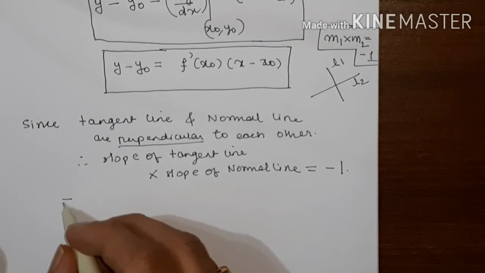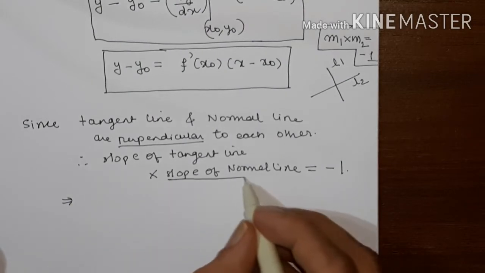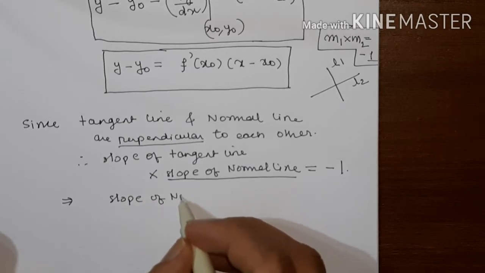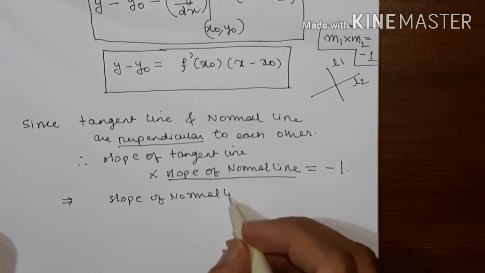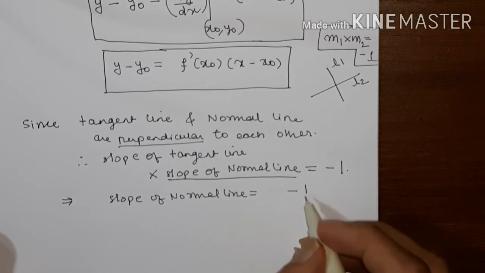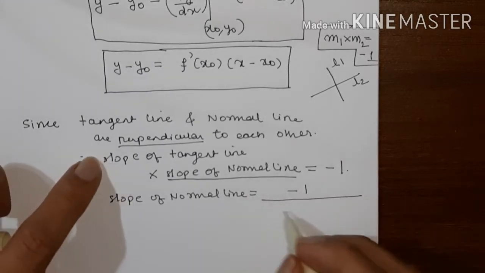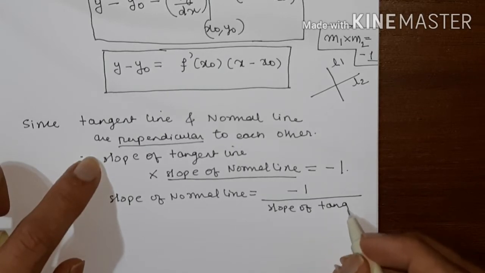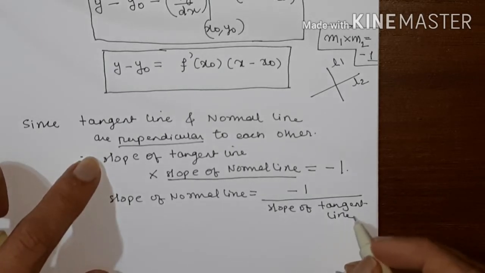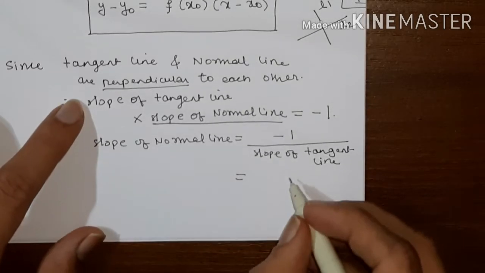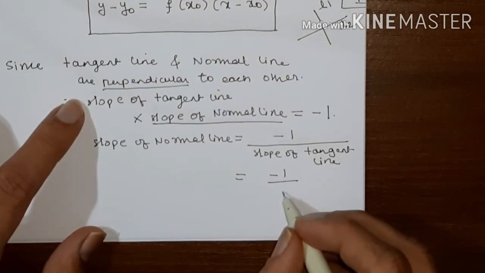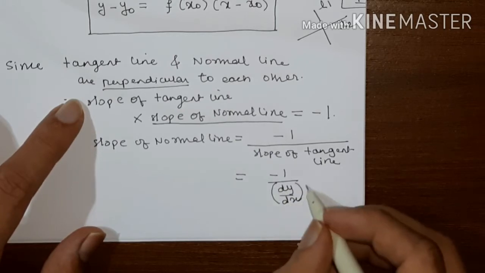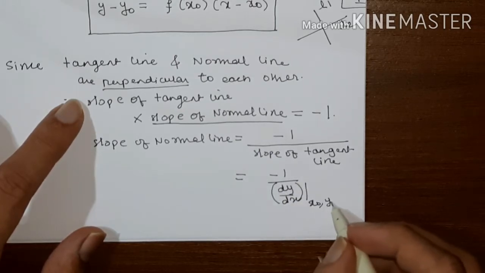So now, if we want to find the slope of the normal line, we can write this as: slope of normal line is equal to -1 divided by the slope of tangent line, which is equal to -1 divided by dy/dx at the point (x naught, y naught).